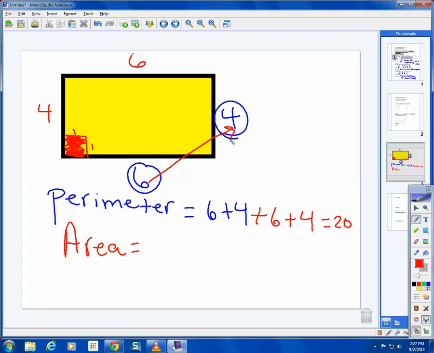You said 6 times 4, so this is a, what's the word? A length times a width, right? So instead of talking about distance all the way around anymore, your area is going to be length times width, isn't it? Okay. So in this case, 6 times what?